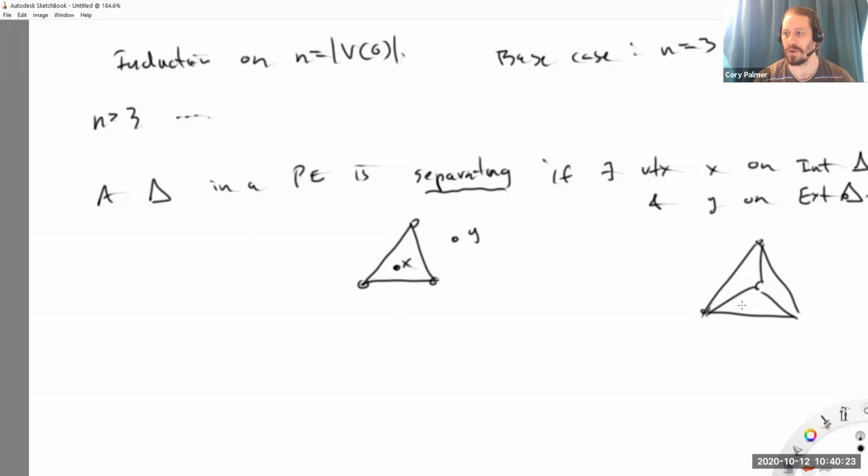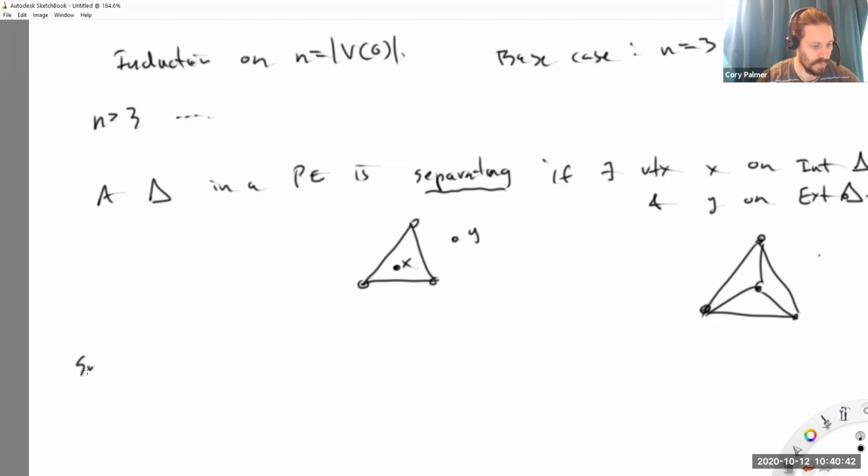No, there's not. There is a triangle with a vertex inside of it, but there's no vertex outside of it, right? So yeah, it's not separating. You can have an X inside, but you need to have a Y outside to be separating. Okay.